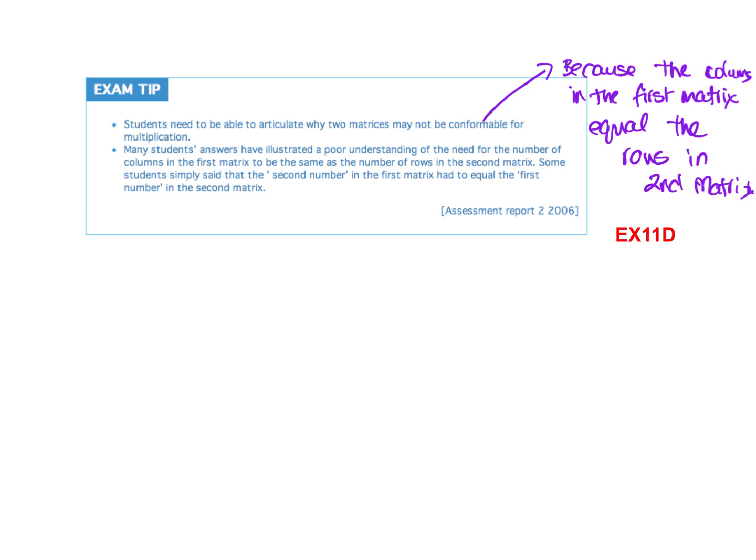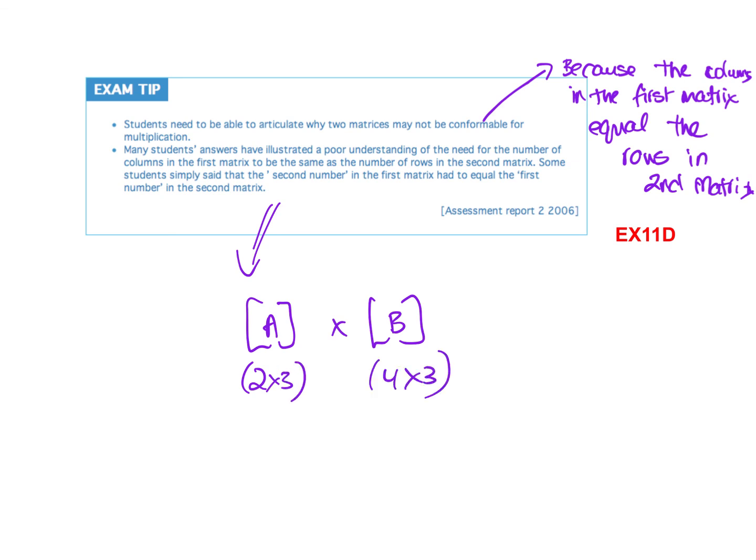Many students have illustrated poor understanding for the need of number of columns. So what they're saying is kids often do what I've been telling you when we're quickly working it out. They'll say, why can't you multiply A and B? And kids will just do this, and you won't get the mark. So what I have to say here is A and B cannot be multiplied because the columns in A does not equal the rows in B. Okay?